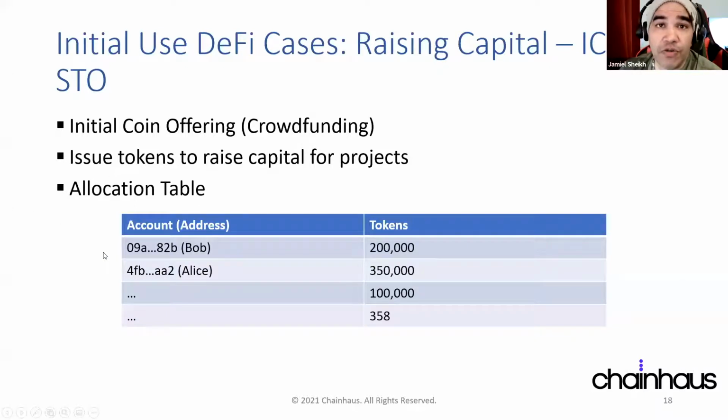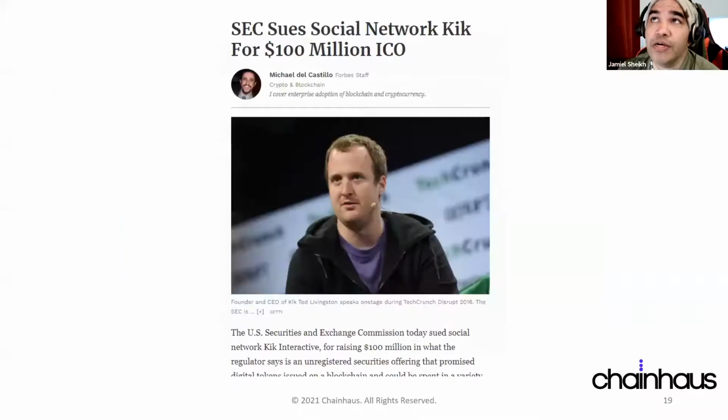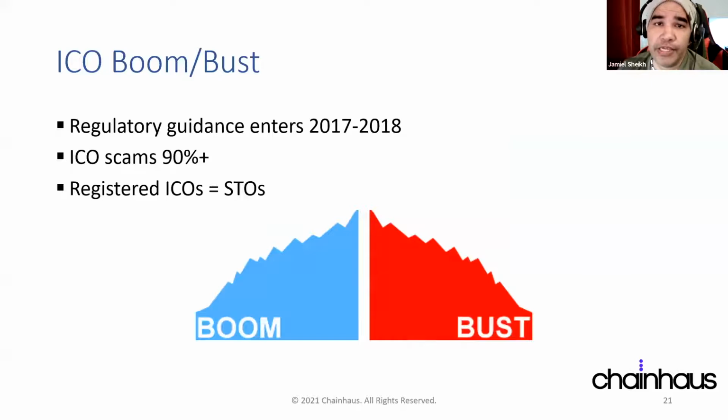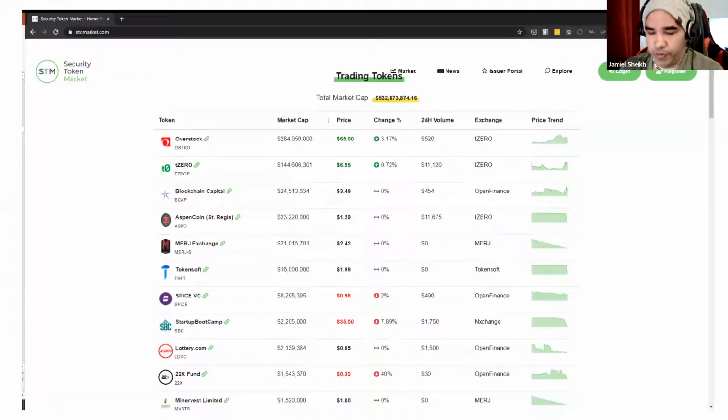And that kind of closed that whole phase down, and it reemerged as STOs, which is called security token offerings, right? You see here, basically, the SEC doing certain actions against people that did ICOs for large amounts of money. And then the ICO market just collapsed. And what then emerged was the STO market, which is basically a token that you issue, but you register that token with the SEC, kind of like how you register an IPO with the SEC before you go out to the public and raise capital.